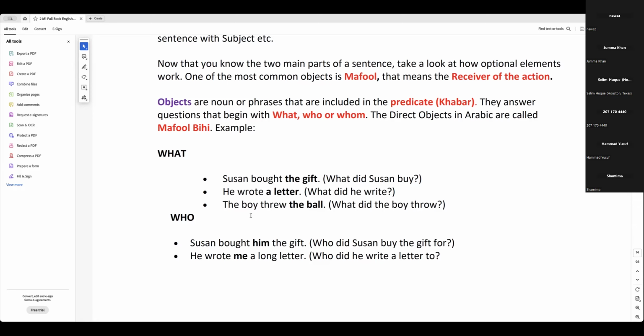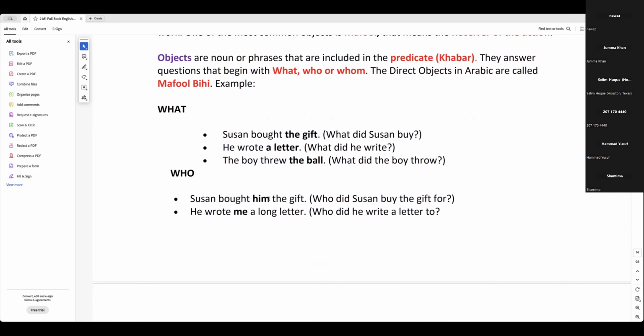Okay, and next is, Suzanne bought him the gift. Who did she buy it for? For him. So therefore him is maf'ul bihi. And finally, he wrote me a long letter. Who did he write a letter to? To me. So therefore me is maf'ul bihi.